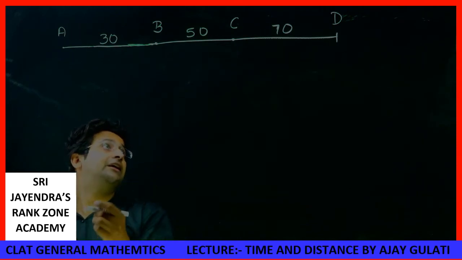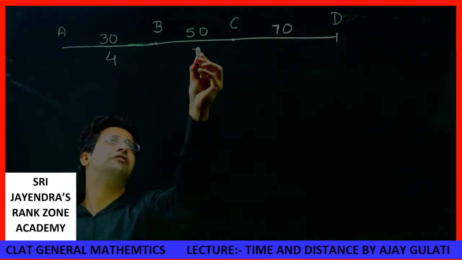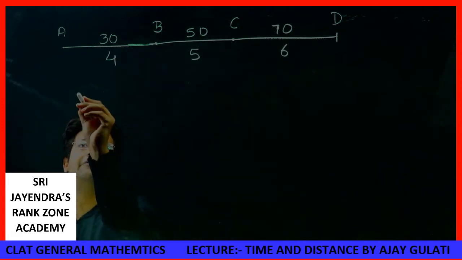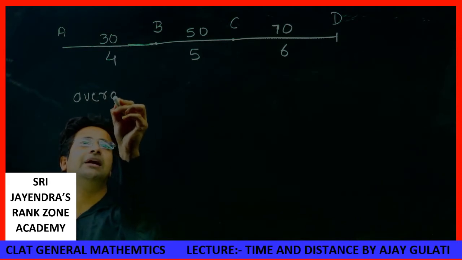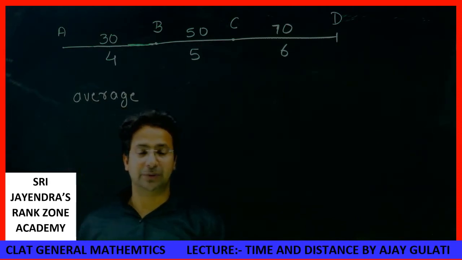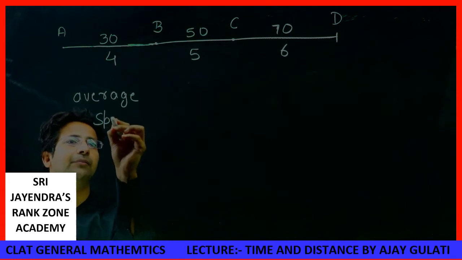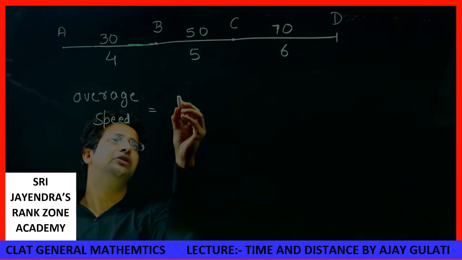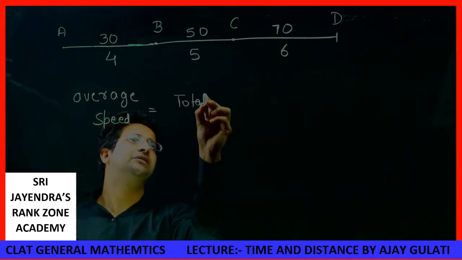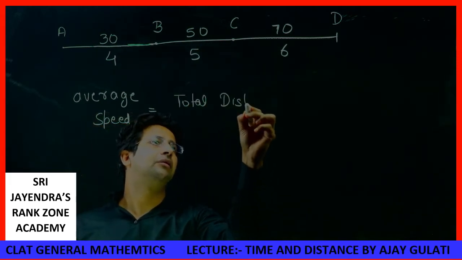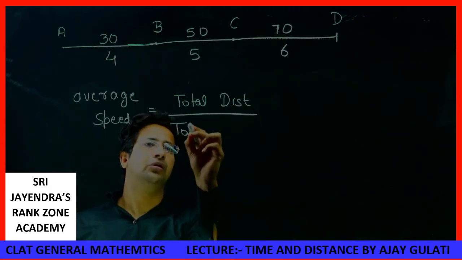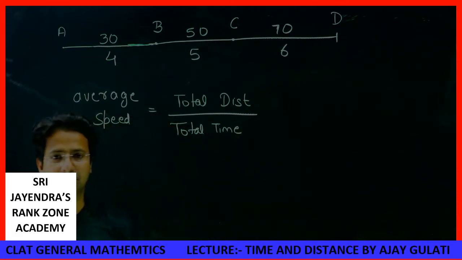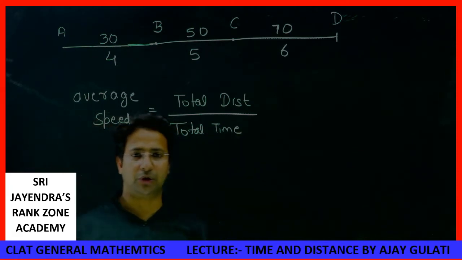And if I take 4 hours, 5 hours and 6 hours to cover this entire distance, then what is the average speed? Getting it, student? What I am asking is, what is the average speed? What is average speed, students? Now, what is the formula for average speed? The formula for average speed is total distance upon total time.